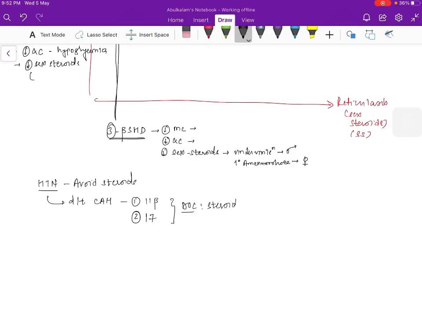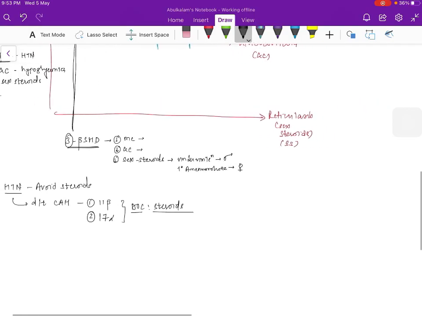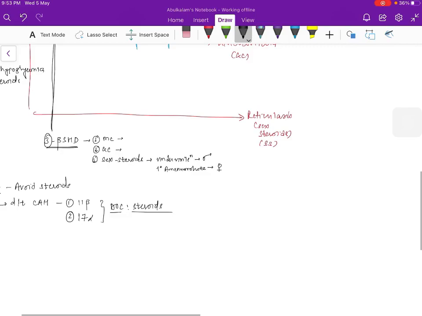Why? Because if I give steroids, the feedback regulation on the ACTH will be stimulated, there will be decreased ACTH, and that will result in slowing of the pathway and correction of hypertension. So in cases of congenital adrenal hyperplasia due to enzyme deficiency, most commonly in children, that is 11 beta, another one is 17 alpha hydroxylase, and the drug of choice here which we give is steroids, right? Now this is one concept which you have to remember.